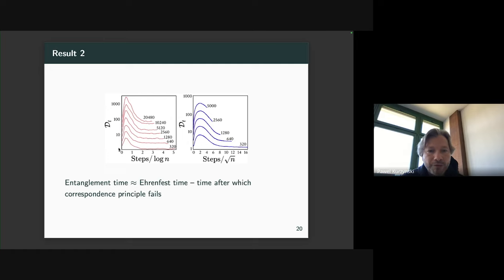So we compare it here. We used our distance, and as I already said, the position of the peak should correspond to the moment when the system gets strongly entangled, and the position of the peak really scales as the logarithm of n. Here you have different values of n. Whereas in a regular regime, in this right figure, the position of this peak scales as the square root of n.